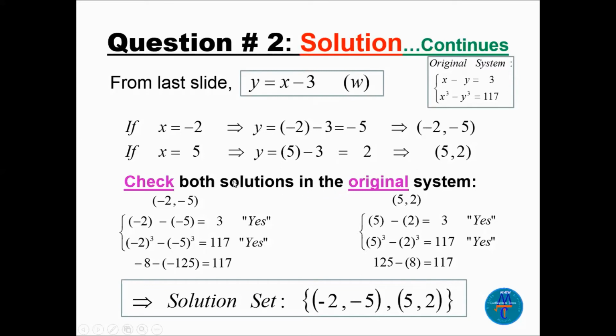Now in this example, I showed you how to check. So I take the first point, minus 2, minus 5, and replace it in each equation of the original system. So I put x minus y, and it's equal to 3. Yes, correct. Also take it in the second one, x cubed minus y cubed. Check this one. Cubes, this is minus 8 minus 125, with the minus becomes plus. Yes, it is correct. And this one also is correct. So we can say the solution set is these 2 points. Sometimes 1 or 2 or all or whatever, they are rejected, so they are not in the solution.